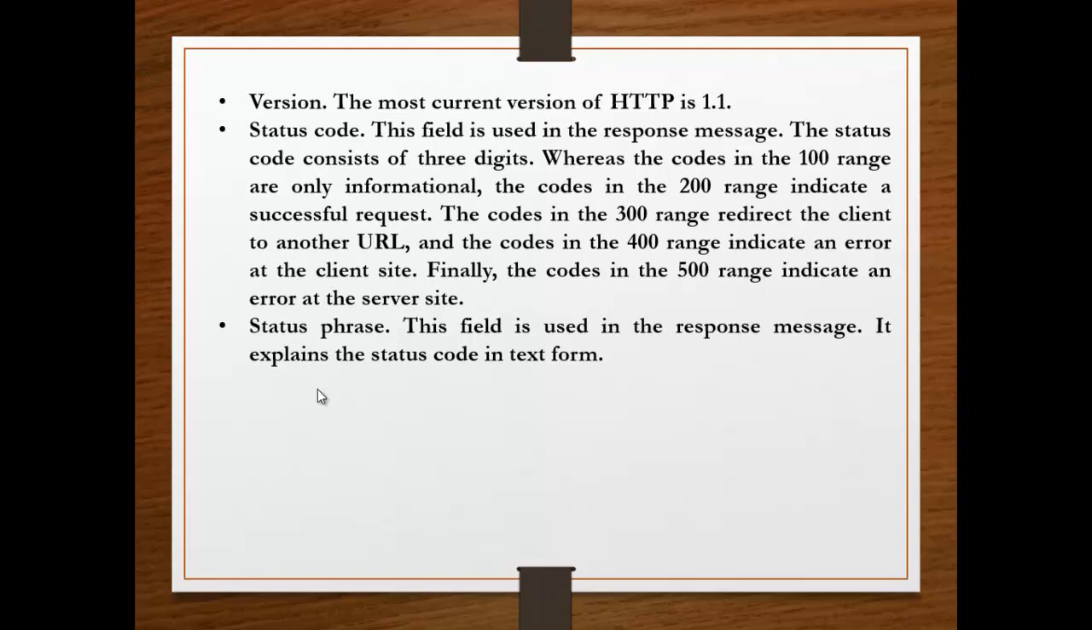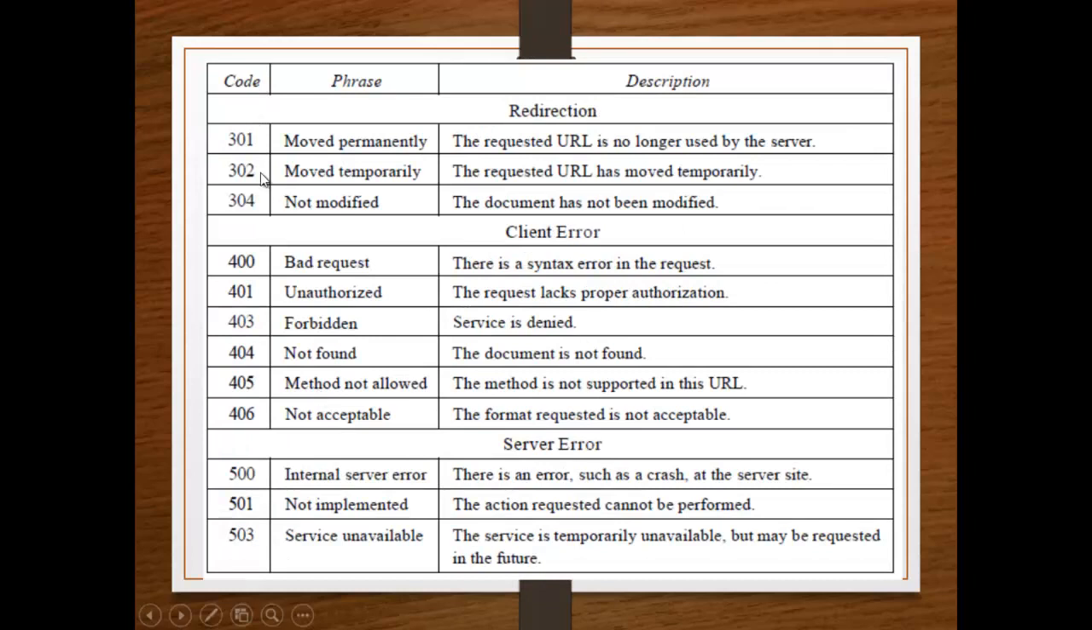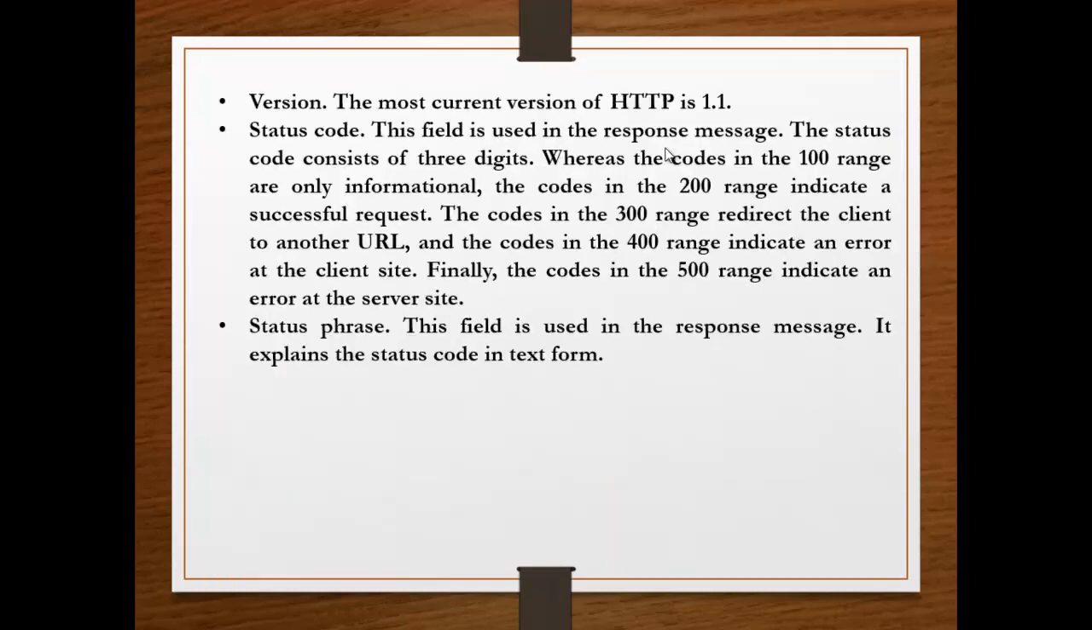Whereas the codes in the 300 range are redirecting the client to another URL, because you are sending to a particular server. If the server is not the correct one, it will inform the client that you have to switch to a different URL. That is in the form of, for example, moved permanently. That is, the requested URL is no longer available, it has moved permanently, the document is not available. Such information is given by the codes in the 300 range, whereas 400 indicates an error on the client side, and 500 indicates an error on the server side.